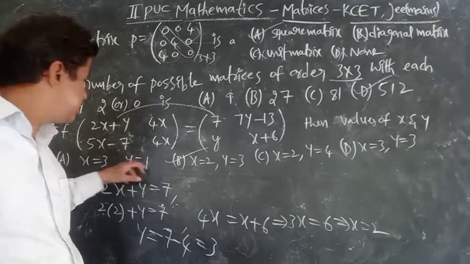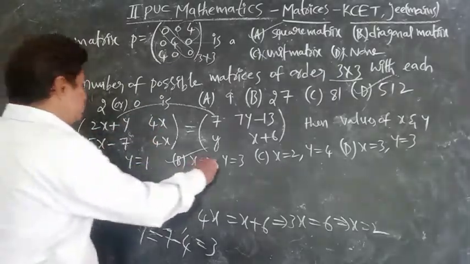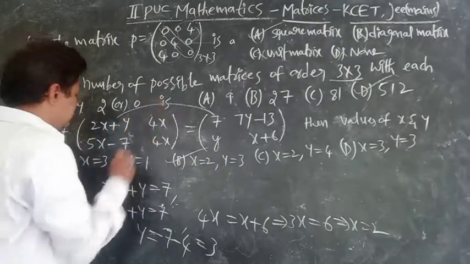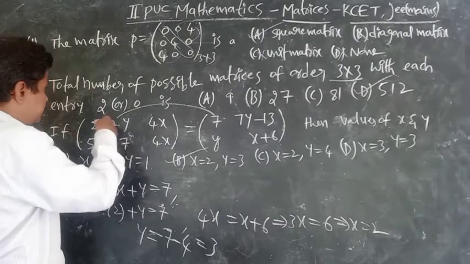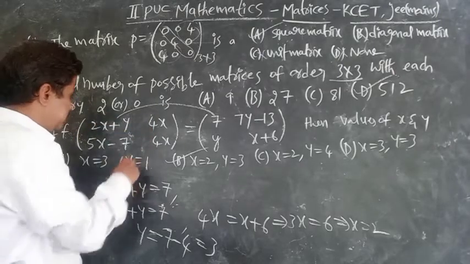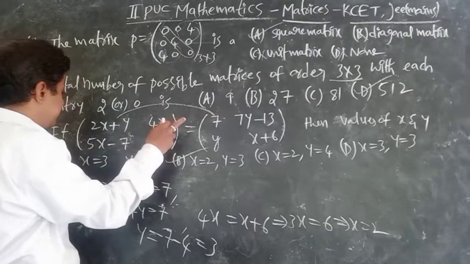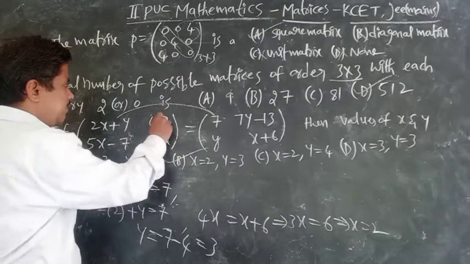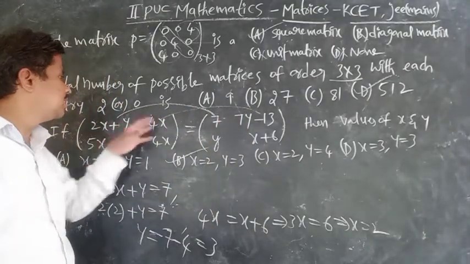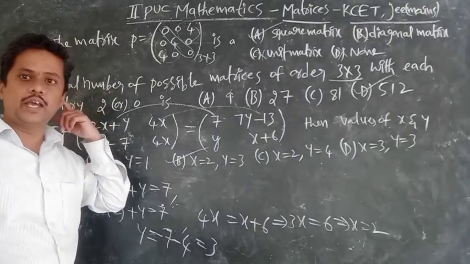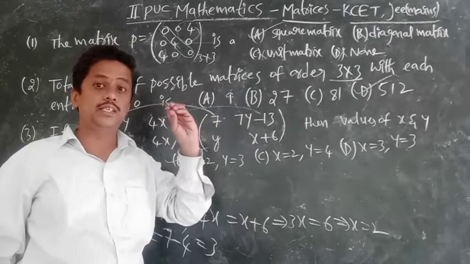How will it be? You have to substitute in order to check. So suppose you have to check 2, 3. Suppose 3, 1. 2 times 3 is 6, plus 1 is 7. Equal. And 4 times 2 is 8, 7 times 3 is 21, minus 13 is 8. Equal. If you substitute these values, all are equal. If all are equal, it is the right answer. So that is the verification technique.